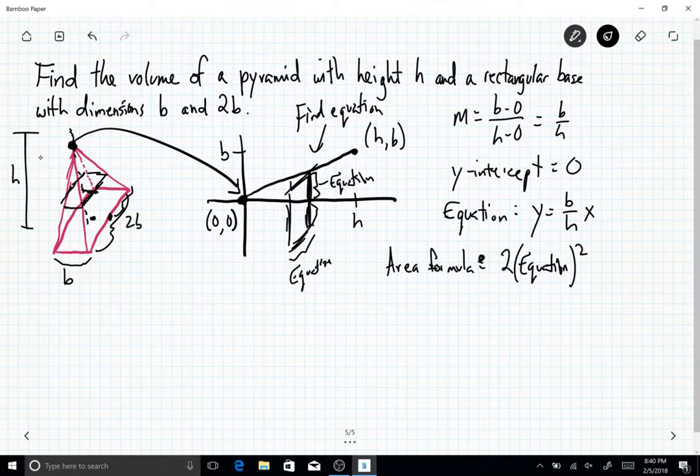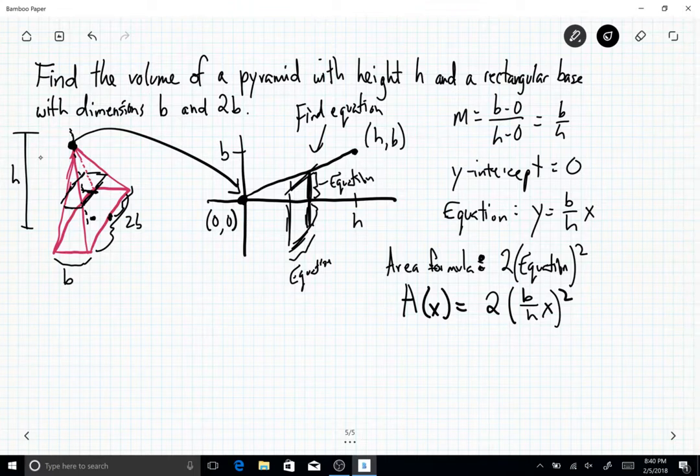So in other words, we have A of x equals 2 times b over h squared. Now notice the last time we had the 2 on the inside, right? This time we won't. We have it on the outside because it's just one of those sides that is doubled, versus the square having both of them doubled. And by the way, this isn't the only way. There's all sorts of different ways to set these things up. But our integral goes from 0 to h because h is our final x value.